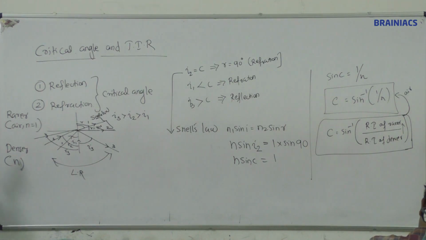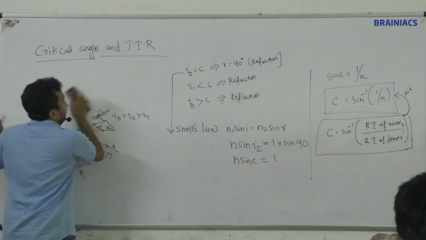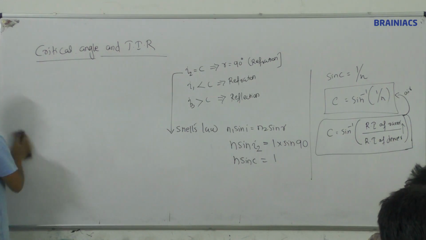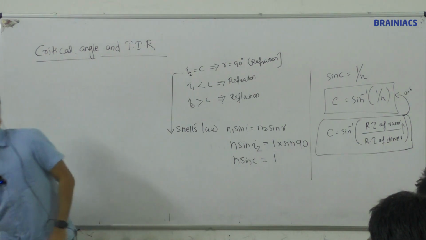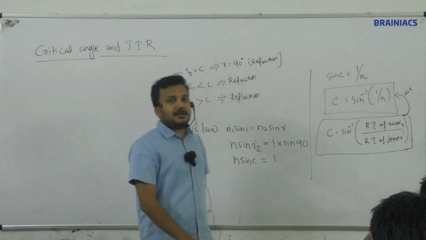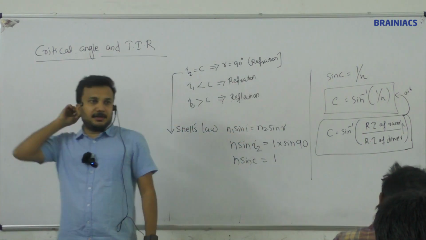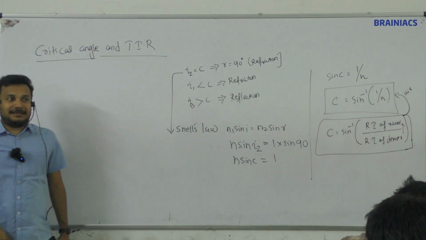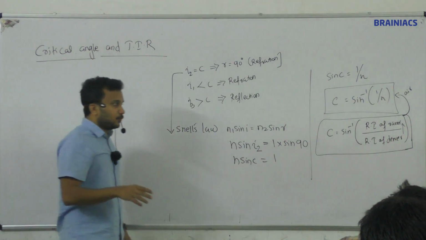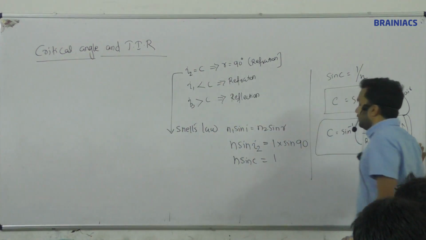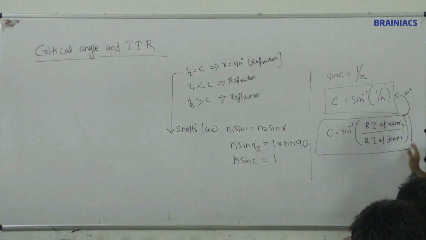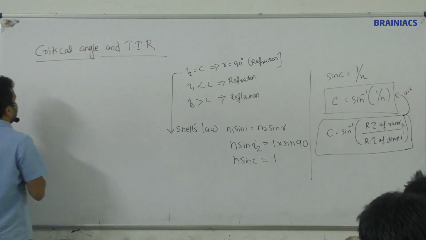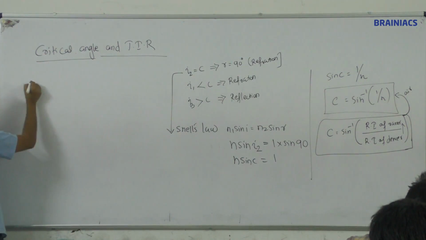First point, right? Critical angle is the angle of incidence at which the angle of refraction is equal to 90 degrees. Refracting angle is equal to 90 degrees. That is called the critical angle. Okay.